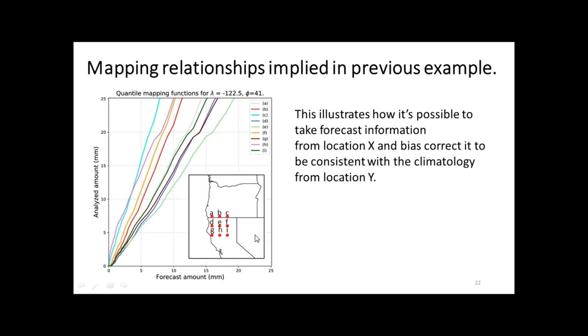Now, these mapping relationships look different from one grid point to the next. So, for example, location A is this light gray line here. It has a different mapping relationship than grid point B, which is this red curve here. So some of these forecast errors change from one grid point to the next, and so the mapping relationship changes, but they're all rendered to be samples similar to samples of the climatology at that central location through this process.